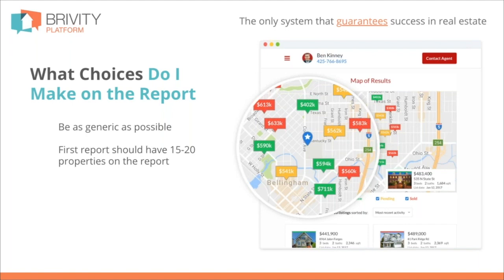You have to make it generic enough that the first time you send the report to them, it should have 15 to 20 properties on it. This is how my team does it. If you wanted to hire us, we don't know your market. We just set it up in a range with some criteria that gets me 15 to 20 properties the first time. And I know that next month, or two weeks from now, when the next report goes out, it's going to have enough on there.